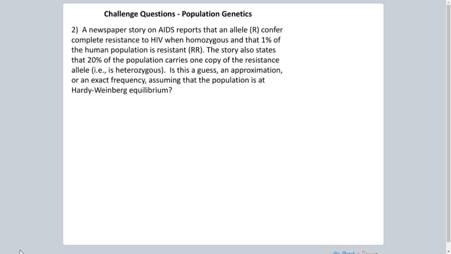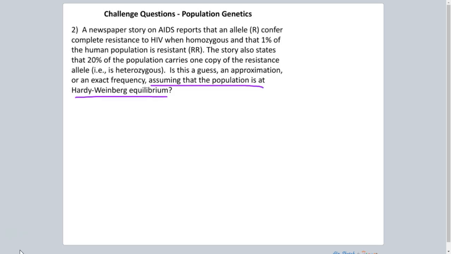This question states that a newspaper story on AIDS reports that an allele, dominant R, confers complete resistance to HIV when you are homozygous for that dominant allele, and that 1% of the human population is indeed homozygous dominant R and resistant to HIV. The story also states that 20% of the population carries one copy of the resistance allele. In other words, 20% of the population is heterozygous. When writing this newspaper story, did the newspaper make an absolute guess? Did they just pull 20% out of thin air? Is it an approximation? Or is it an exact frequency, and exactly 20% of the human population is heterozygous for this R allele? And the question tells you to assume that the population being discussed is in Hardy-Weinberg equilibrium.